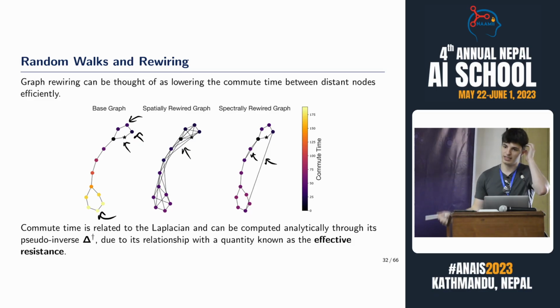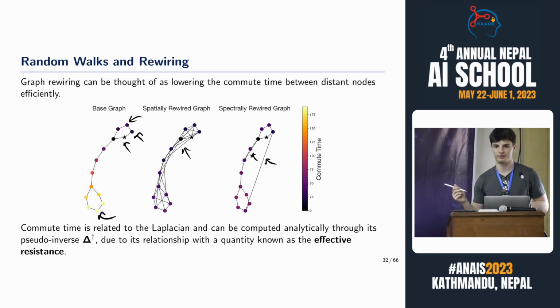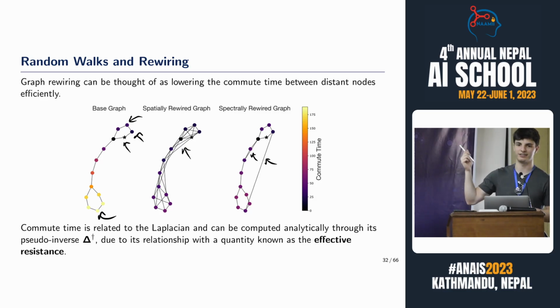Fortunately, the commute time is tractably computable to some extent. You just need to invert the Laplacian. Okay, pseudo-invert the Laplacian. So it's kind of interesting. This stuff is actually related to electrical circuits. People started looking at these quantities because they realized that they are related to resistors and these things, and then people also connected them to random walks. So kind of interesting.